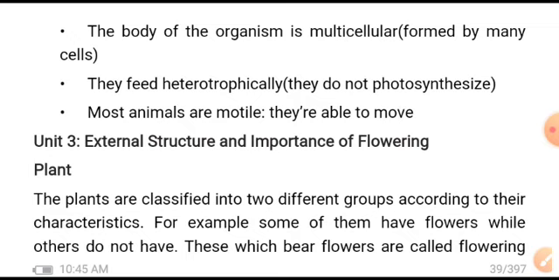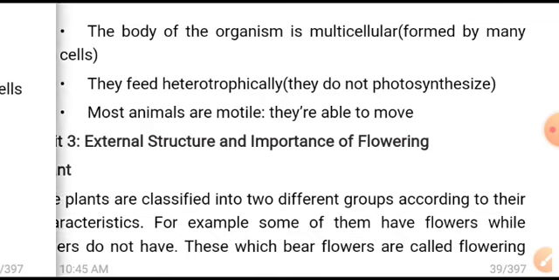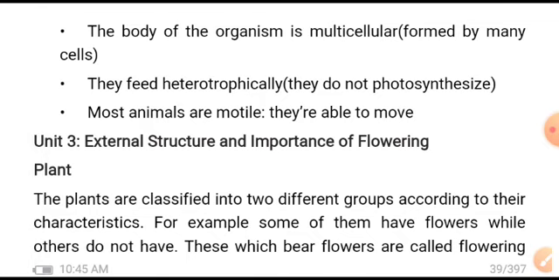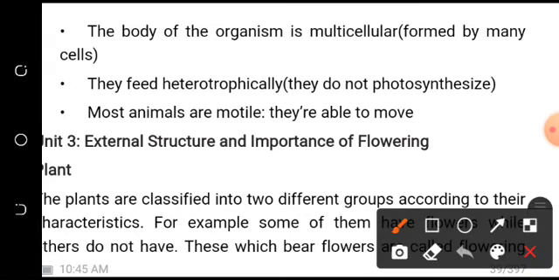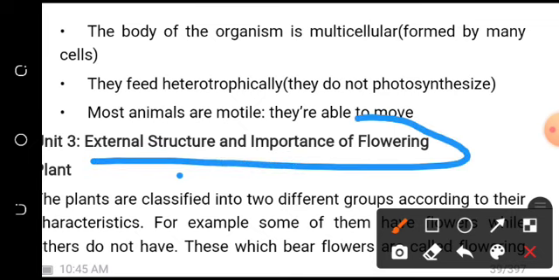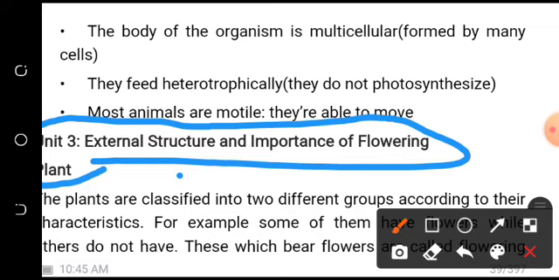Called Teacher Amy Chris. We are going to discuss biology now, and it is Unit 4 of biology and science for Senior 1. This unit is called External Structure and Importance of Flowering Plants. So allow me to continue and explain the external structure and importance of flowering plants.